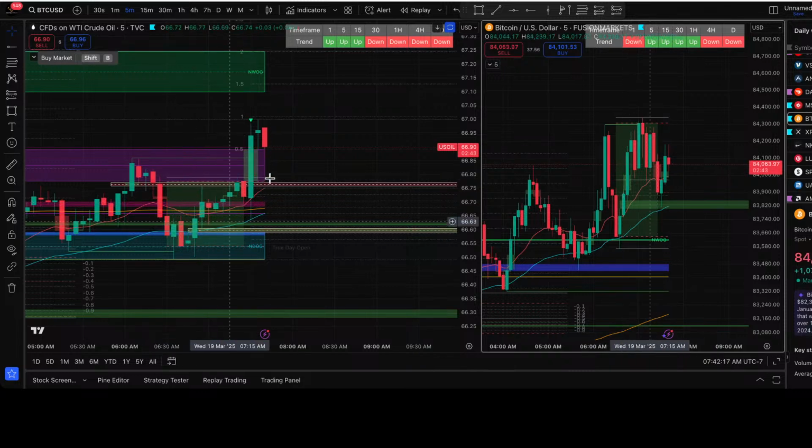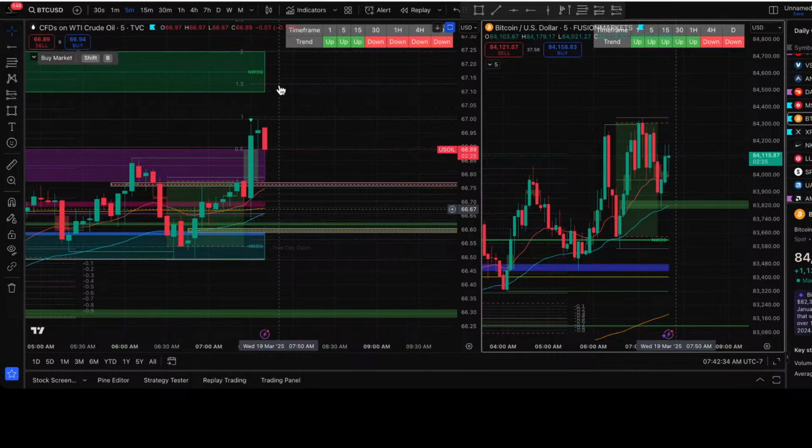I would rather wait for that and then maybe look to see a rejection off of this purple zone or this fair value gap. So these two are the primary zones. Again, if it runs from here, that's fine. We're not chasing anything.